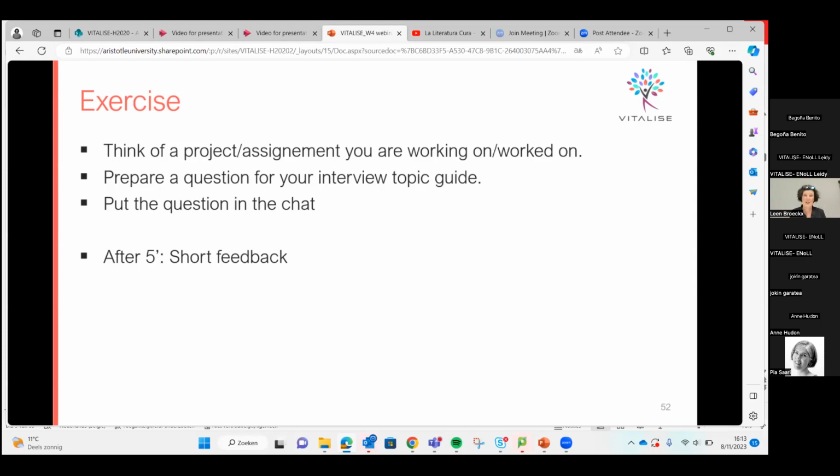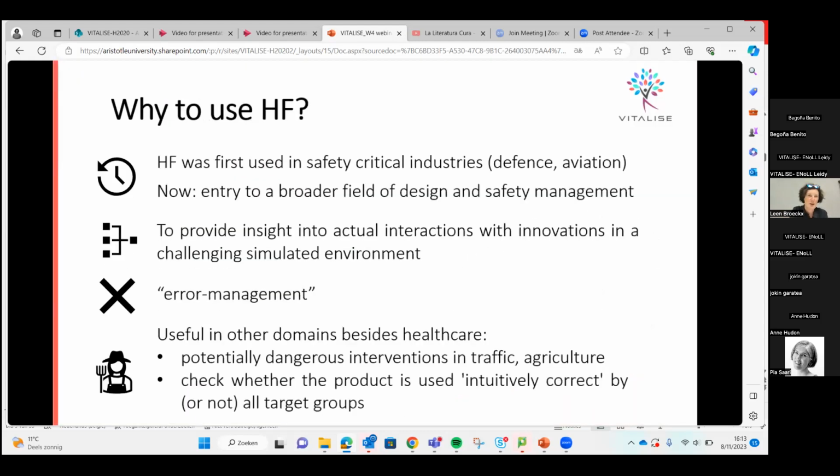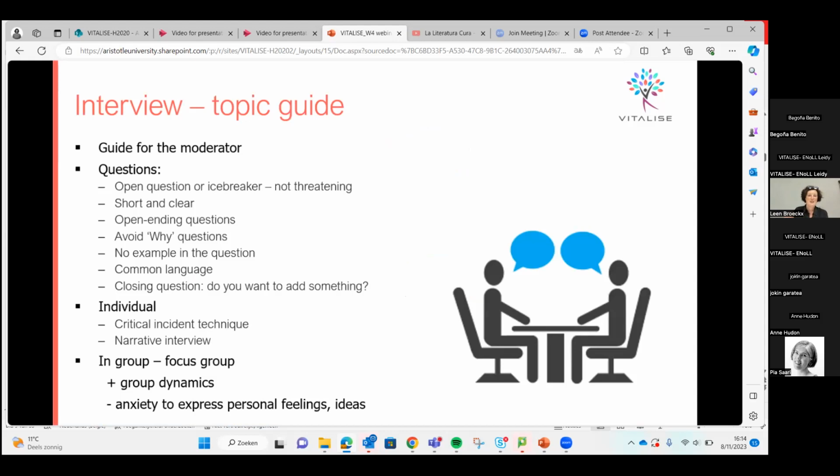Think of a project or an assignment you are working on currently, or have worked on previously, and think of a good question for your interview topic guide and put that question in the chat. I give you 5 minutes for that, and after that we will have a short feedback. I will go to the slide about keeping it short and clear and avoiding the why question. So, 5 minutes, and let's see what you come up with.